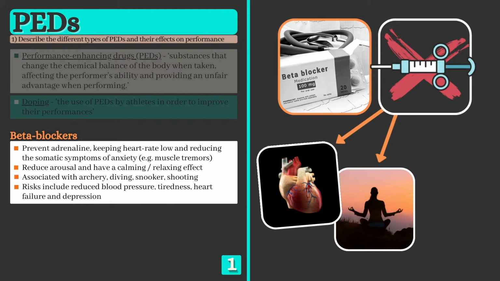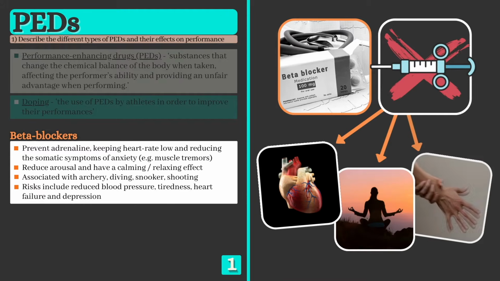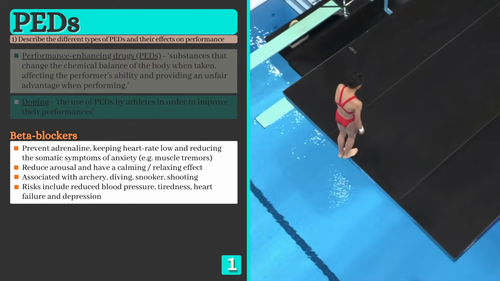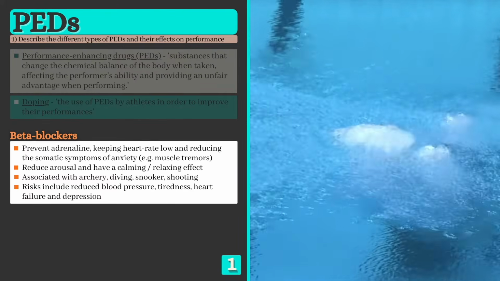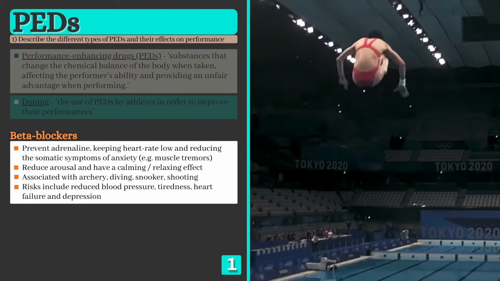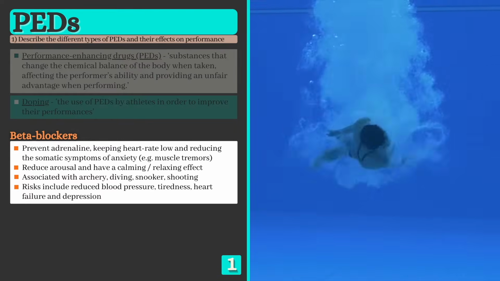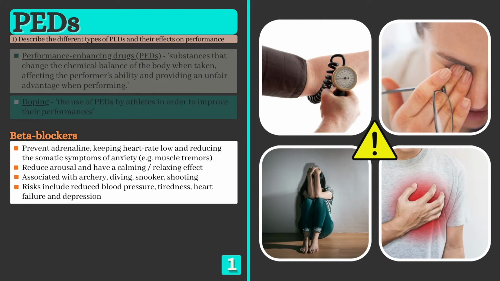low. It has a calming and relaxing effect and helps to reduce some of the somatic or bodily symptoms of anxiety. Beta blockers are therefore used by athletes such as archers, divers, and snooker players who rely on high levels of accuracy and use fine motor skills. Potential health risks include reduced blood pressure, tiredness, depression, and an increased risk of heart failure.